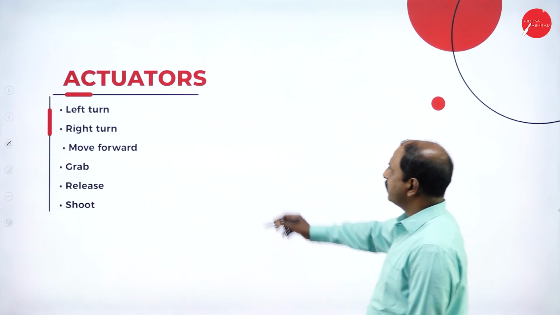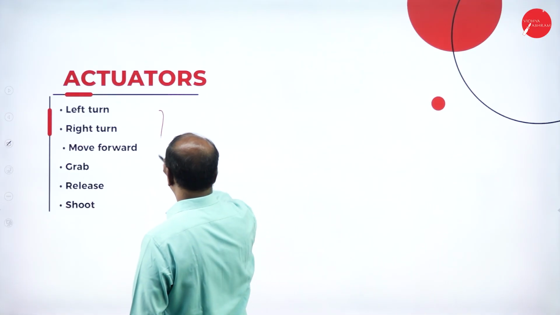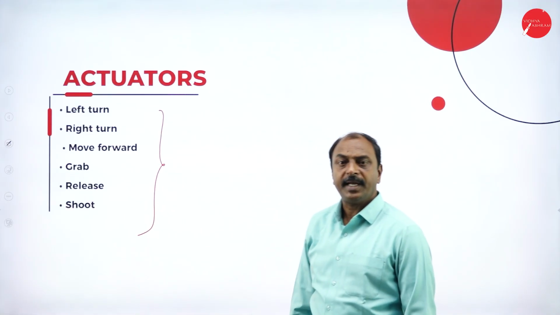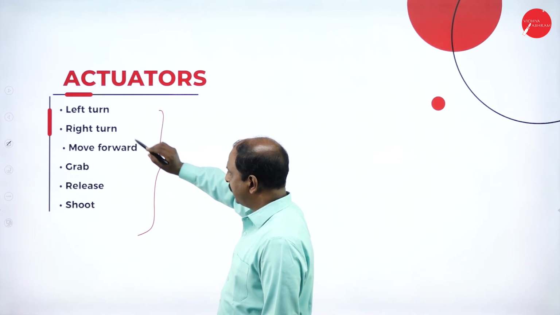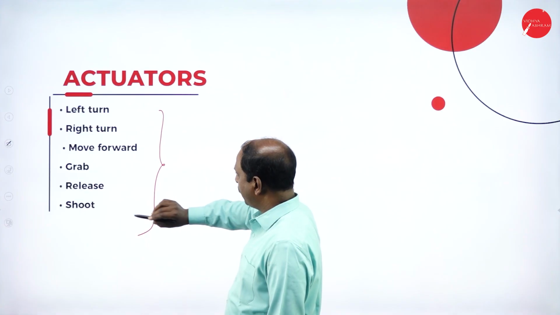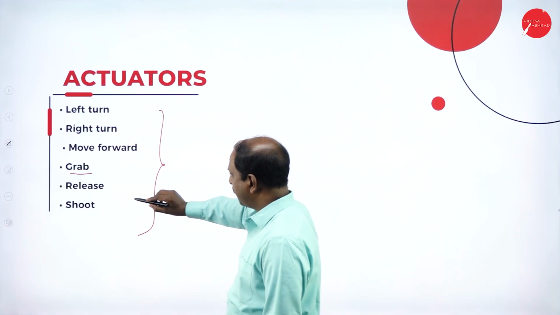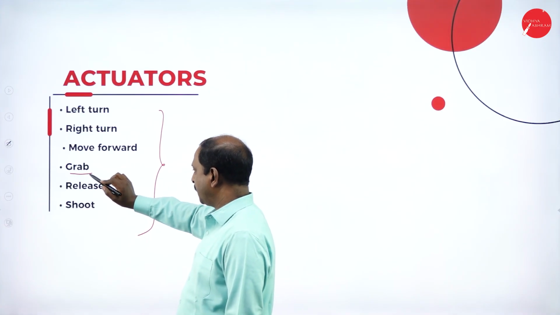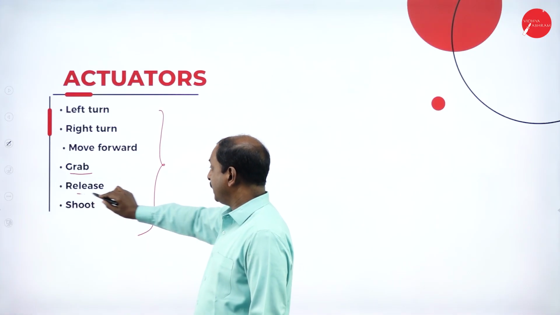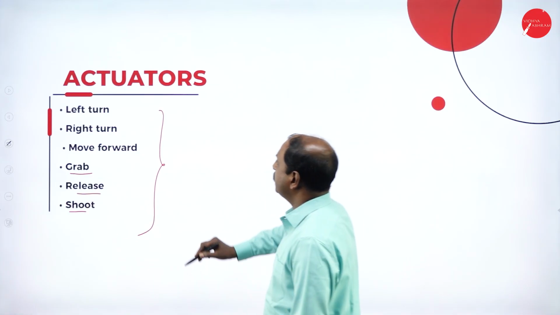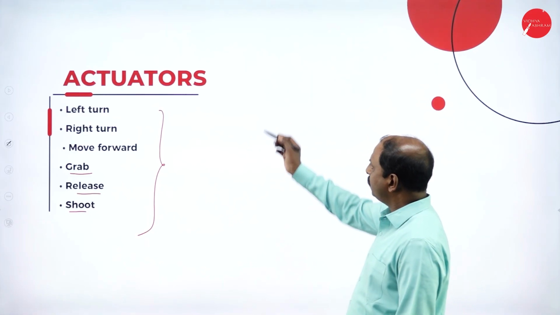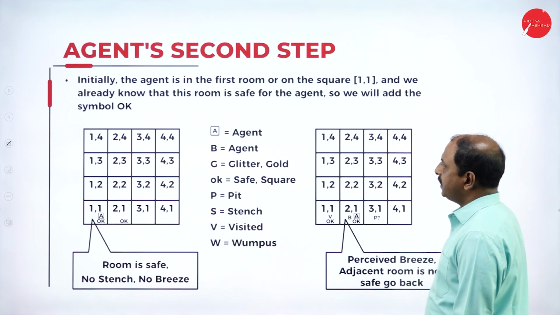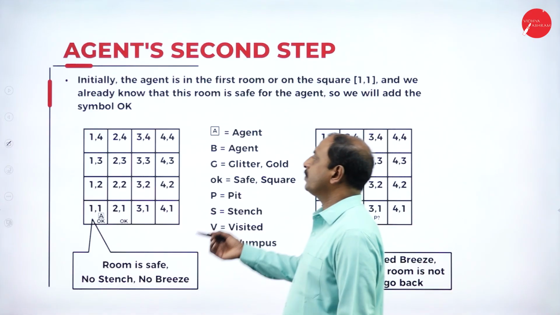Now let us see what are the actuators, or the actions that can be performed by an agent. One is turn left, he can turn right, and he can move forward, and he can grab or gather, collecting the treasure or the gold, and release and shoot. So these are the different actions that can be performed by an agent through actuators. Next, let us see how we are going to solve the problem.